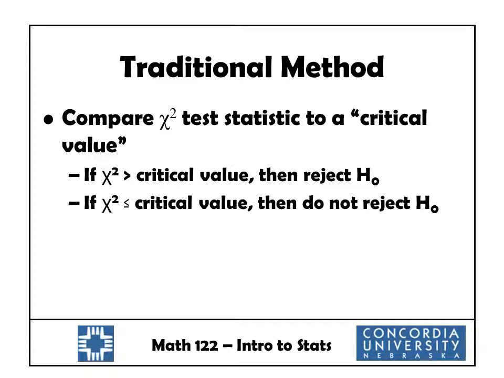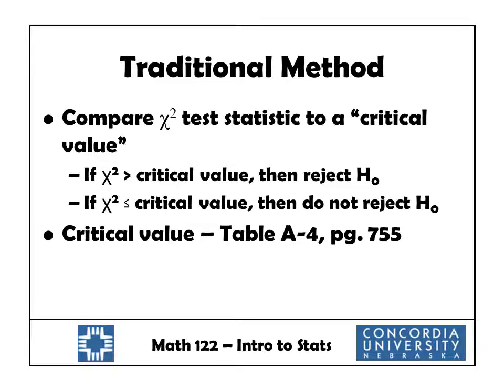They're all different ways of coming to the same technical conclusion. In the traditional method, we compare our chi-squared test statistic to a critical value. We're going to get this critical value from this table A4. If the chi-squared value is greater than the critical value, then we reject the null hypothesis. If it's less than the critical value, then we do not reject the null hypothesis. Okay? And again, our critical value comes from this table A4.